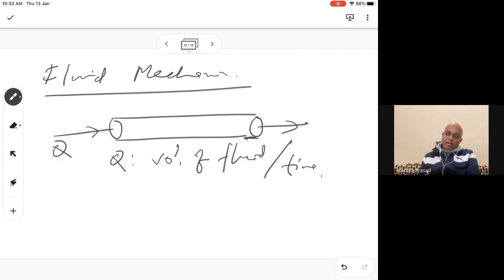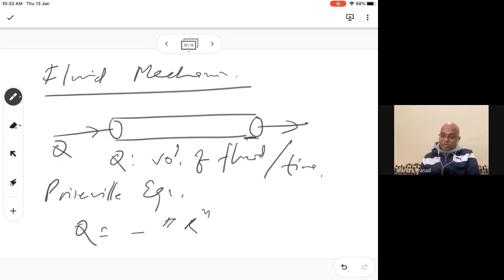And Q is given by, it's called the Poiseuille equation. And this Q, anybody knows what is the value of that? Minus pi R to the fourth, dP over dx, over 8 mu. The equation we can write later on. Is that correct? Anybody remembers that?